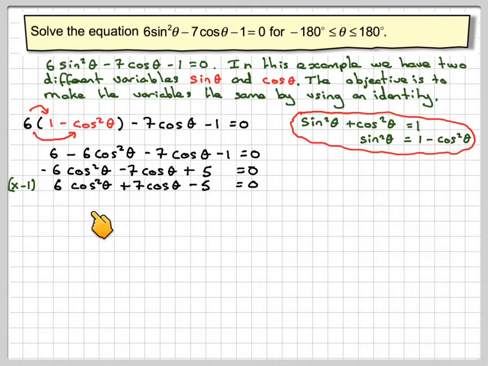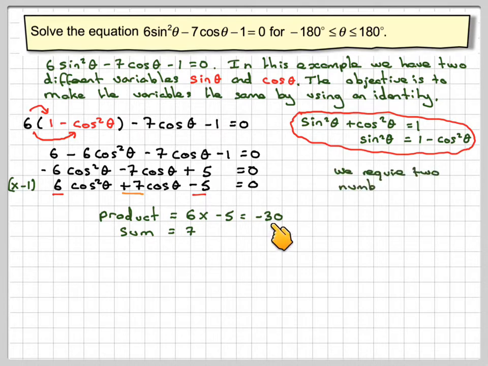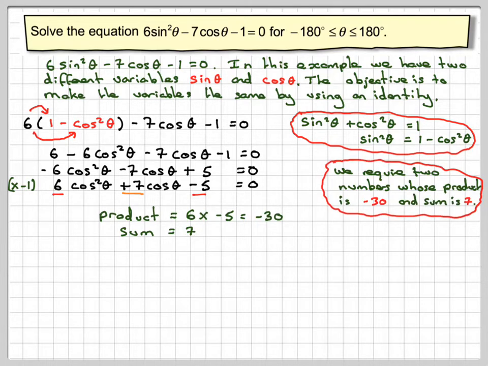It's like factorising 6x squared plus 7x minus 5. But instead of x, we've got cos theta. So we do this idea of product. The product we get by doing 6 times minus 5. That gives me minus 30, and then we take the sum being the middle term, 7. Then we look for two numbers whose product makes minus 30 and the sum makes 7. Stop the video now and see if you can think of those two numbers. Did you come up with minus 3 and 10?